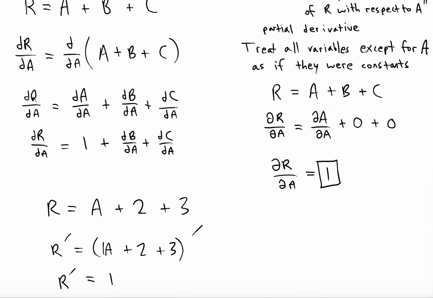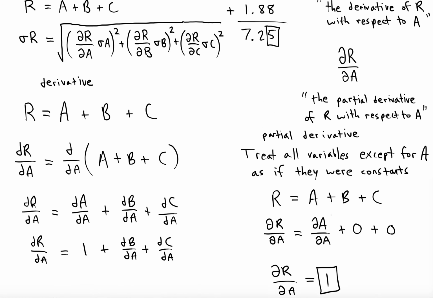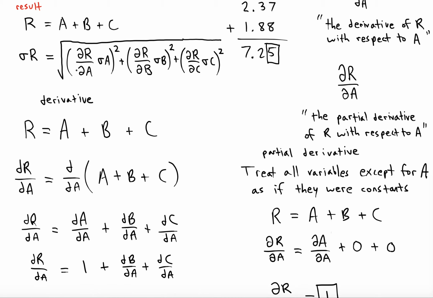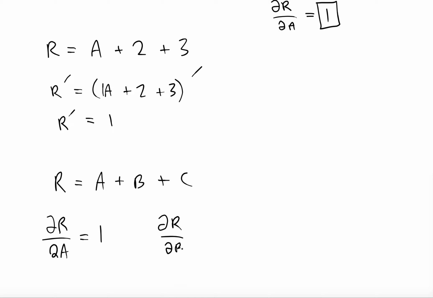All right, now what do you do now that you have the partial derivative with respect to a? Well, we should really find the partial derivative with respect to b and c as well. Interestingly, they're all going to be 1s, right? So if r is a plus b plus c, then the partial derivative of r with respect to a is going to be 1. And the partial derivative of r with respect to b is also 1. The partial derivative of r with respect to c is also 1.